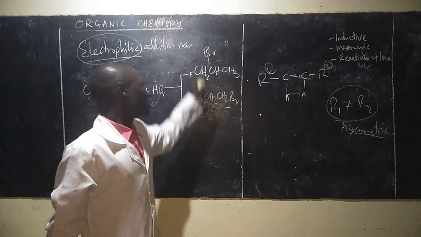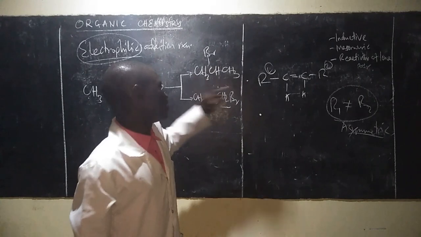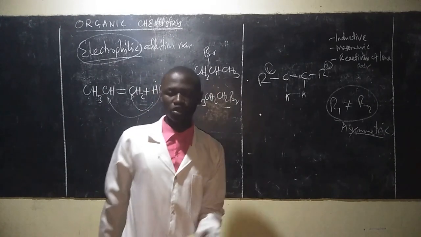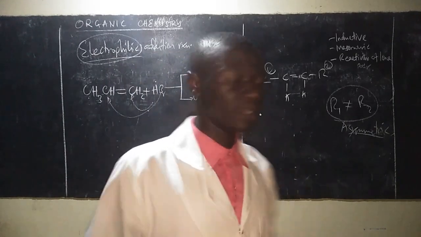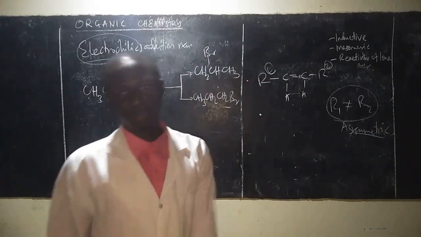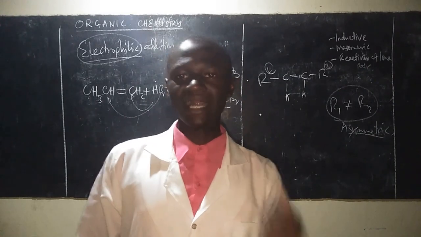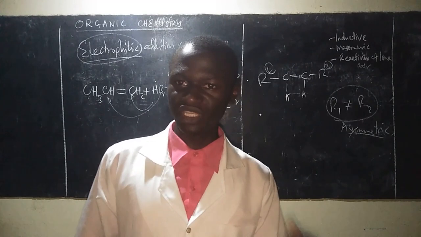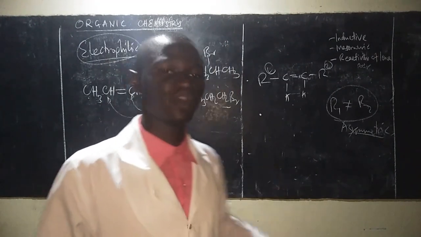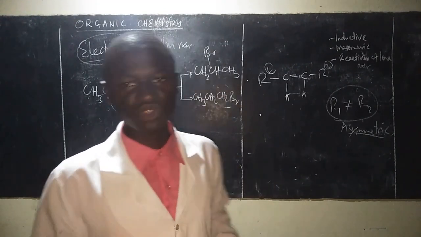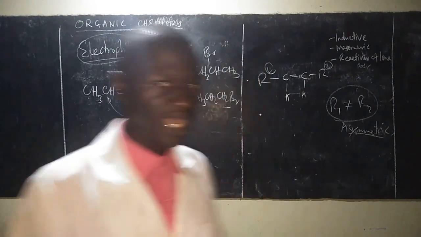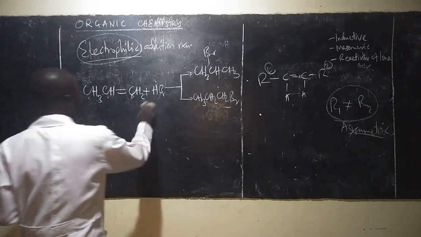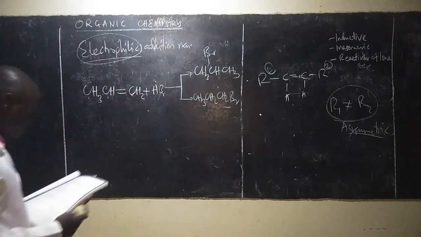Now, do you observe the difference? Here bromine is attached to carbon number 2, here to carbon number 1. So this one should be called 1-bromopropane, and this one is 2-bromopropane. Now let's see which one is the major product and which one is the minor product, and what is the effect of the positive inductive effect that leads to the formation of major and minor products in this compound.